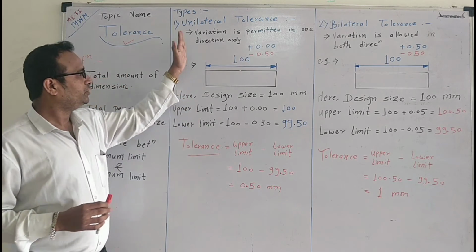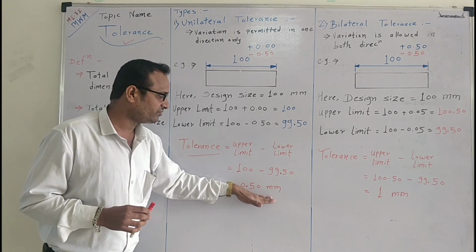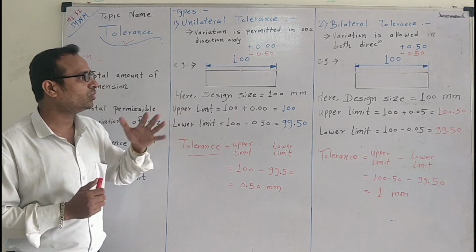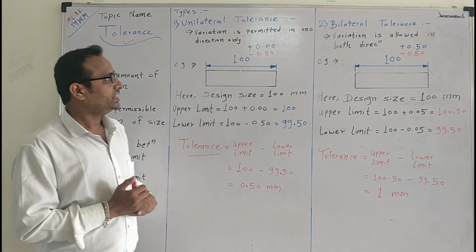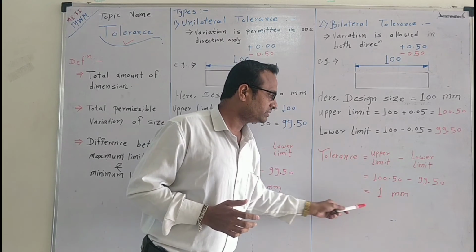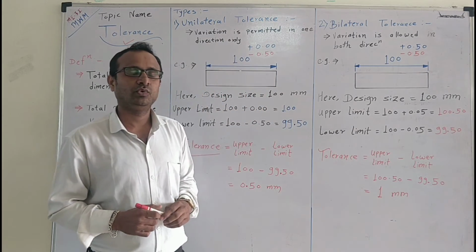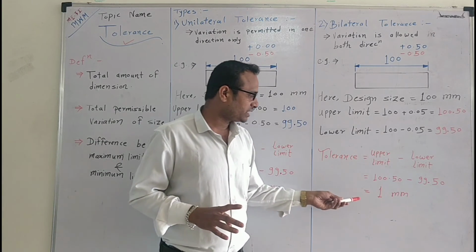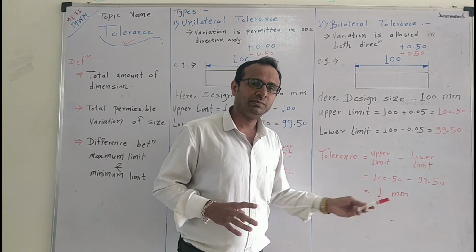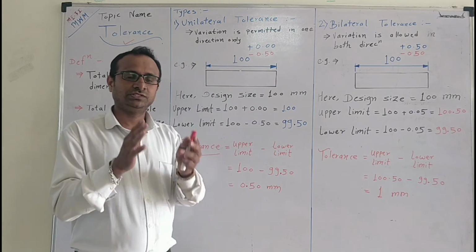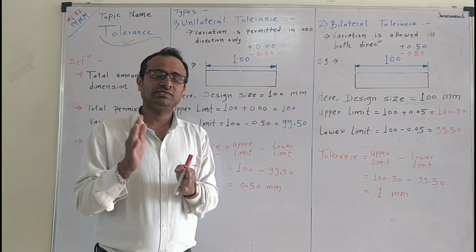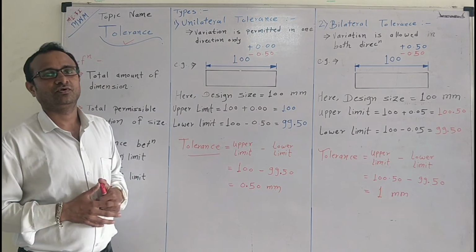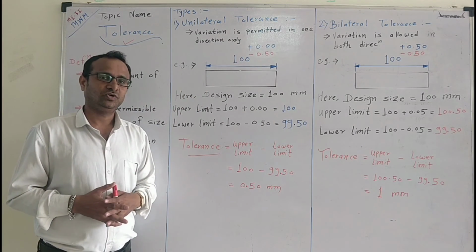In unilateral, 0.50 mm is allowed in one direction only, at the lower side, and in bilateral, whatever calculation you get will be applicable in both directions. For example, here we got 1 mm as tolerance, meaning we are using 0.5 mm on one side and 0.5 mm on the other side.